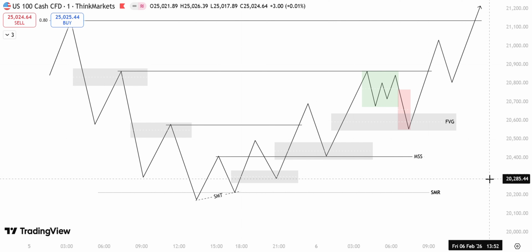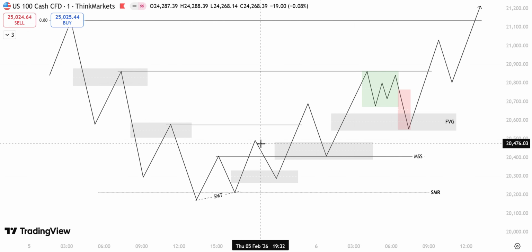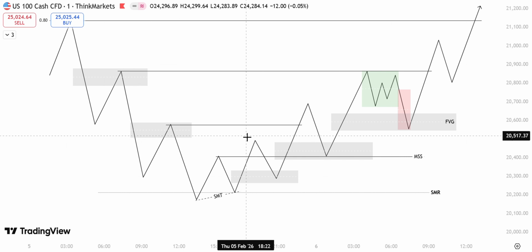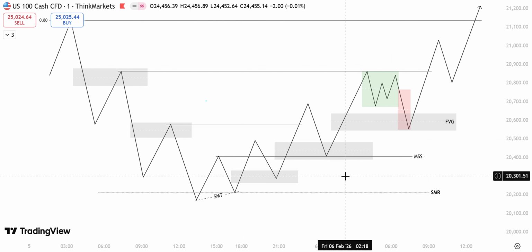I do not believe I talked about the market structure shift, because it's basically the same thing as a change in state of delivery. However, the change in state of delivery usually happens in the 1 minute time frame, where you like to enter your trades. The market structure shift is basically when a candle body closure happens above a previous wick. That is the market structure shift that you need to confirm a smart money reversal 100%. I don't want to say 100% because trading is probability, but I want to say 99% is going to happen.